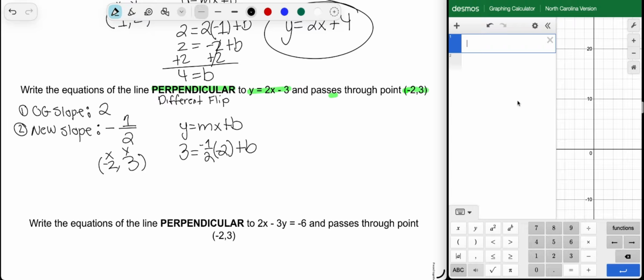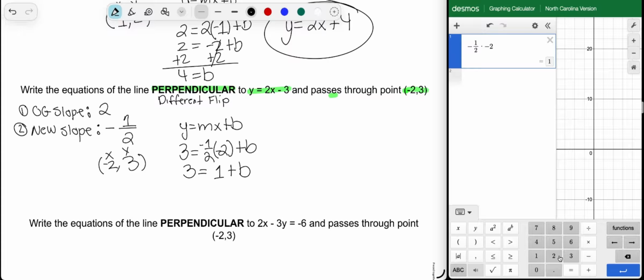Now we go to Desmos. And when we go to Desmos, we'll type in exactly what we have for the multiplication, which is -1/2 times, so we got to press over and hit times, -2. That's going to give me 1. So I bring the 1 down and I'm going to put my plus b.